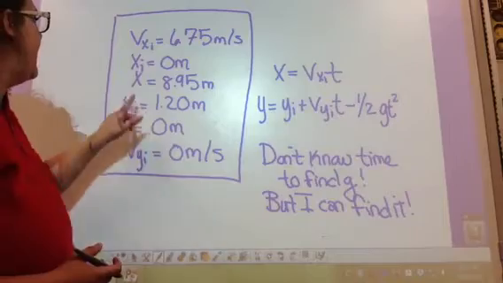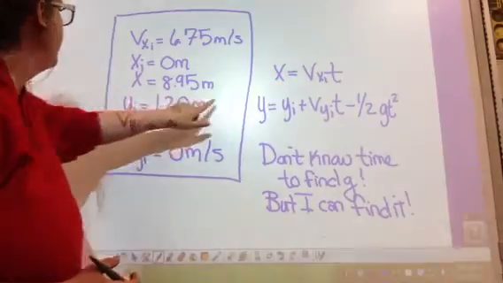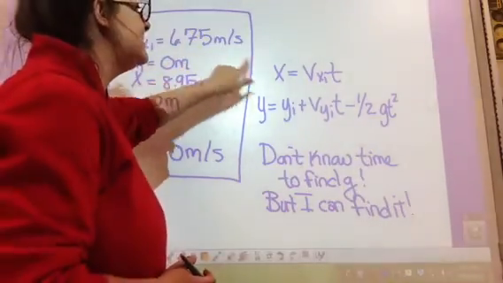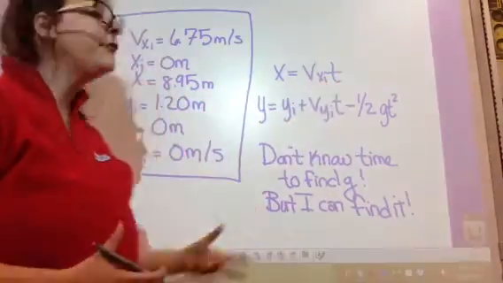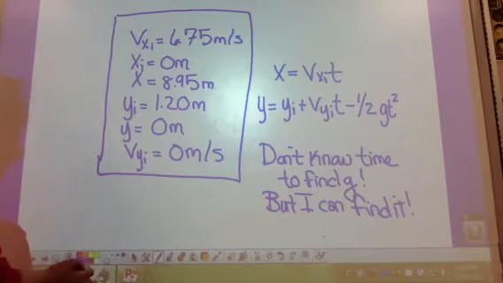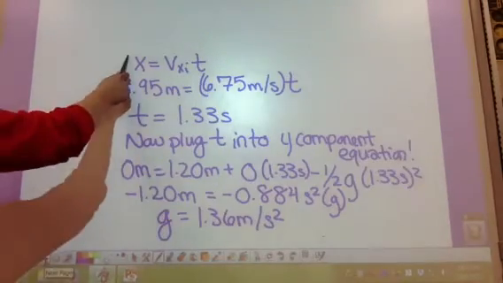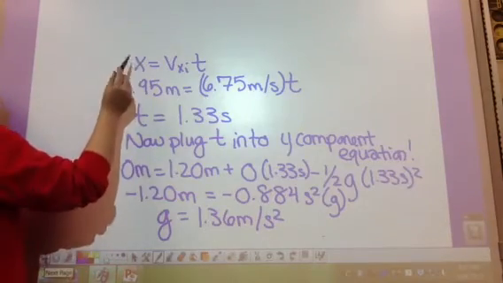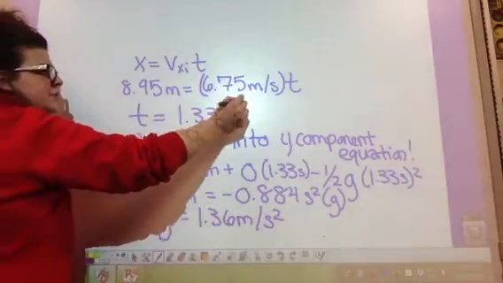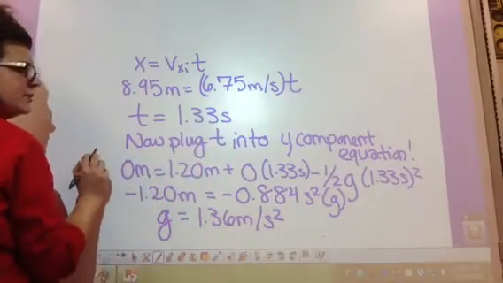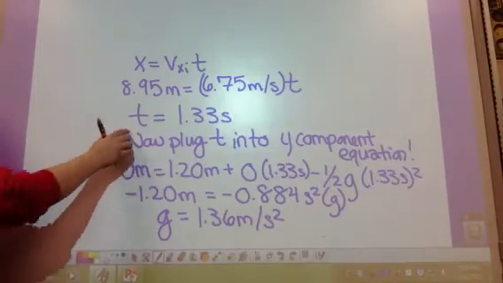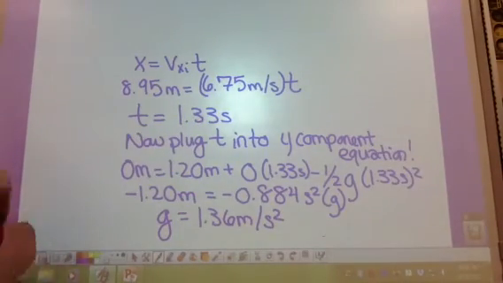But I have x, 8.95, and I have that initial velocity in the x direction, which is 6.75, so I could solve for t using that x component equation. So we're going to do that. I did that here. Our x was 8.95. Our initial velocity in the x direction was 6.75 meters per second, and then we're going to take that times t. If I rearrange for t, I'm going to get t equals 1.33 seconds.